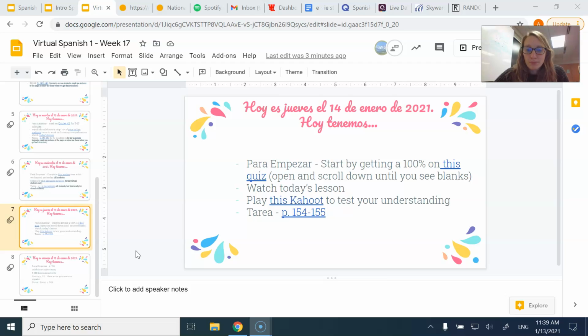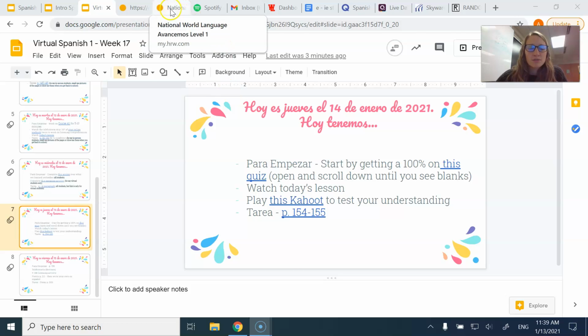Hoy tenemos para empezar, por favor, empieza by getting a 100%, un 100, ¿sí? On this quiz, you're going to have to open it and scroll down until you see the blanks. Then, after you're watching today's lesson, you're good to go. Then you're going to play that Kahoot to test your understanding. That's really going to help you practice and get these things in your brain. So please do that, and also I think it's a more fun way to interactively learn. Your tarea es página 154 por 155. Muy bien.